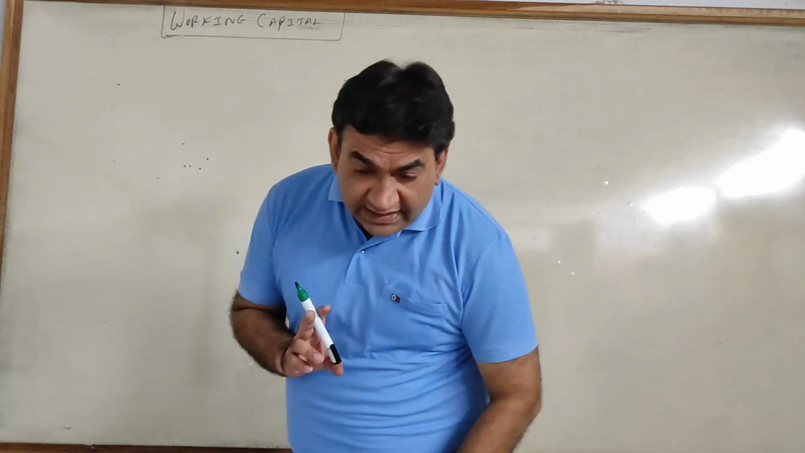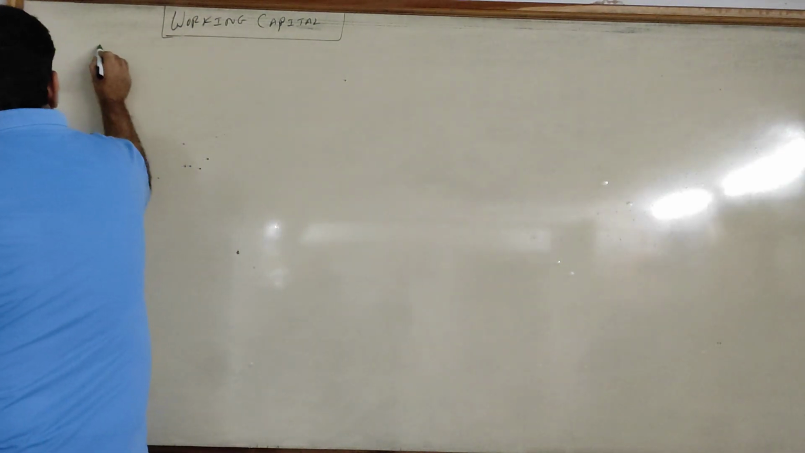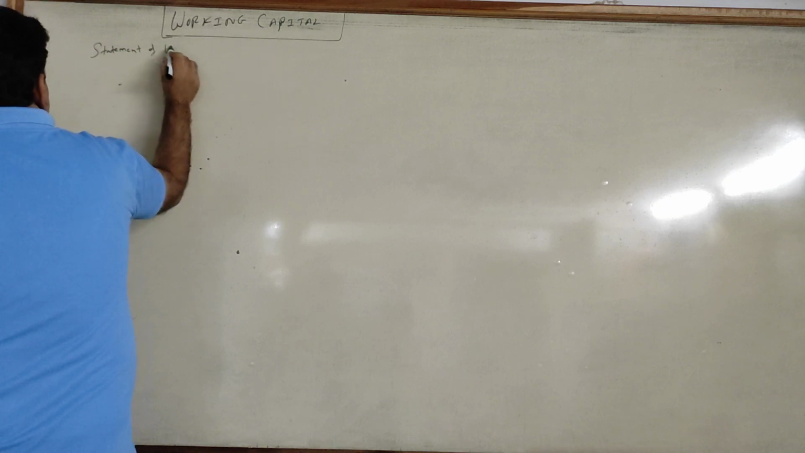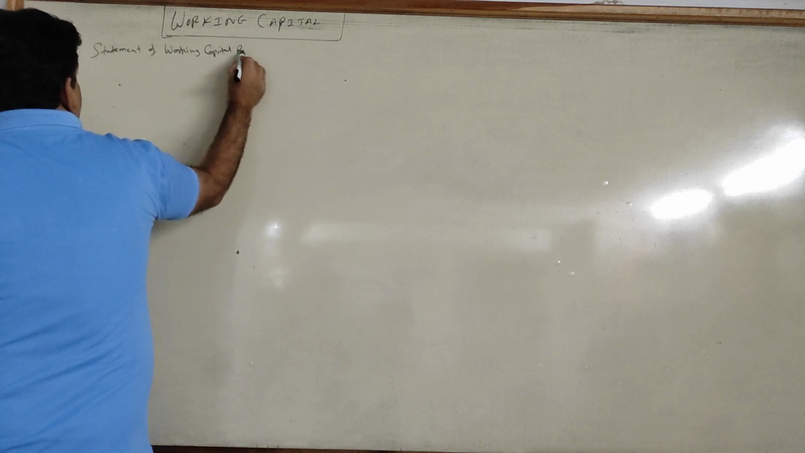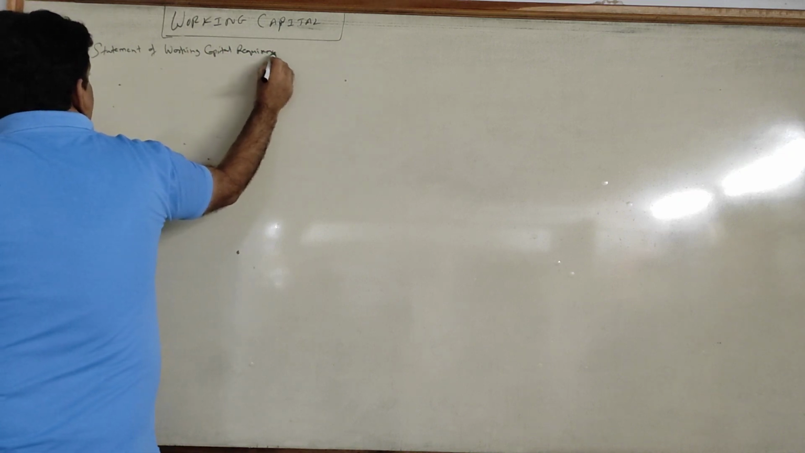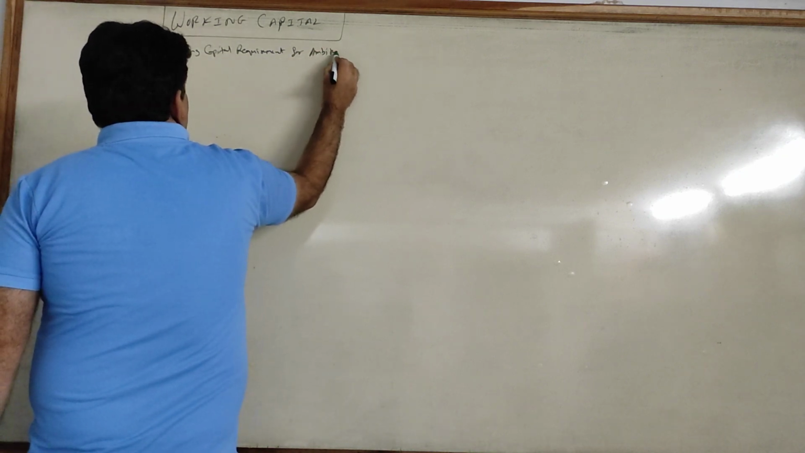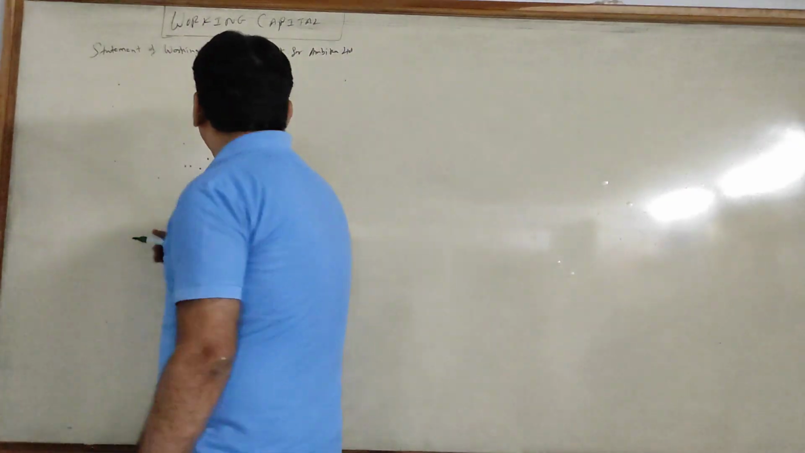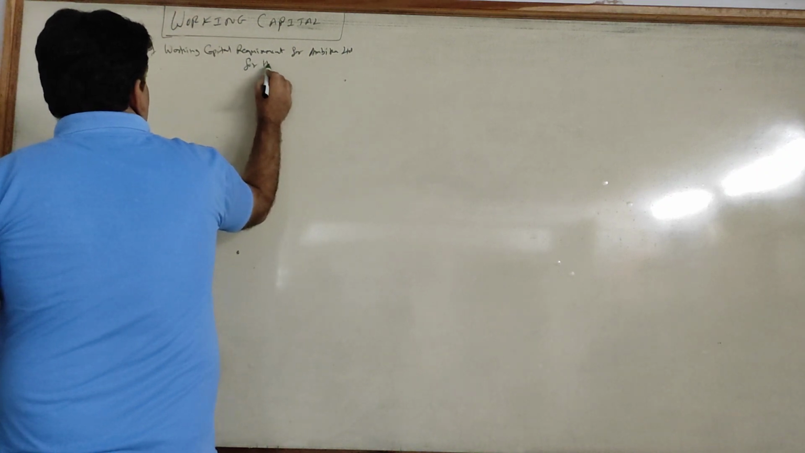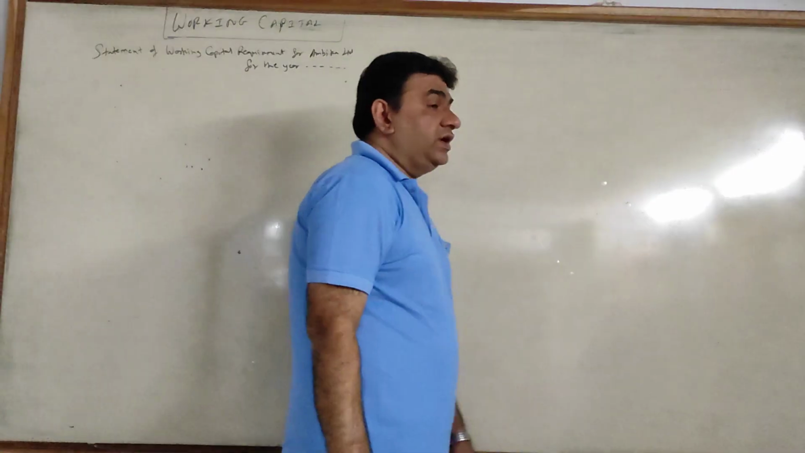Now, which company is this? Ambika Limited. So you will give the heading: Statement of Working Capital Requirement for Ambika Limited. Have they given you the period or year? No. So, for the year dash dash dash. The year is not given.